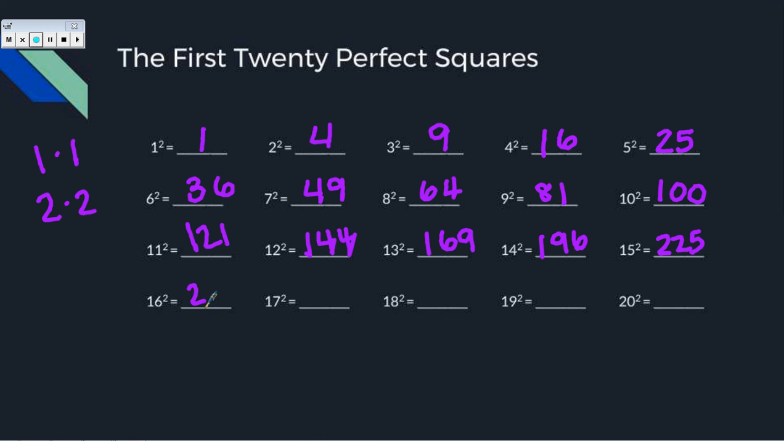16 squared will give us 256. 17 squared will give us 289. 18 squared will give us 324. And 19 squared is 361. 20 squared, nice and easy, is 400. Please take a moment to fill these in on your own sheet.